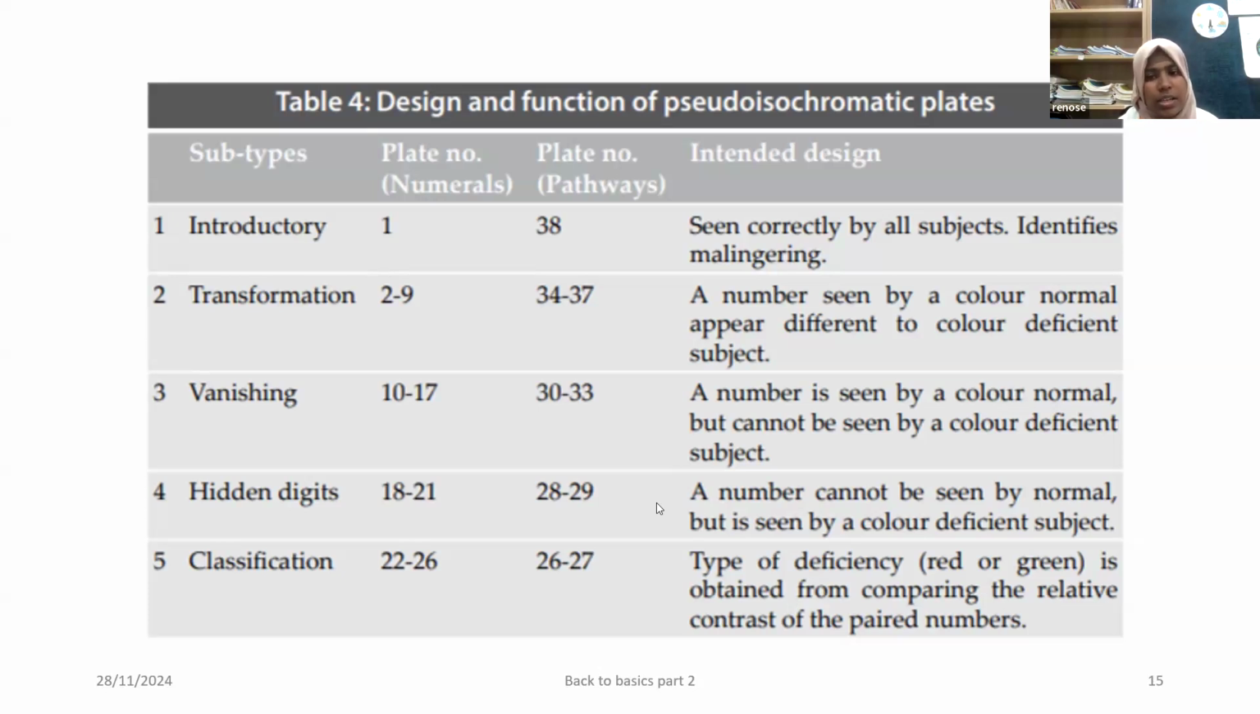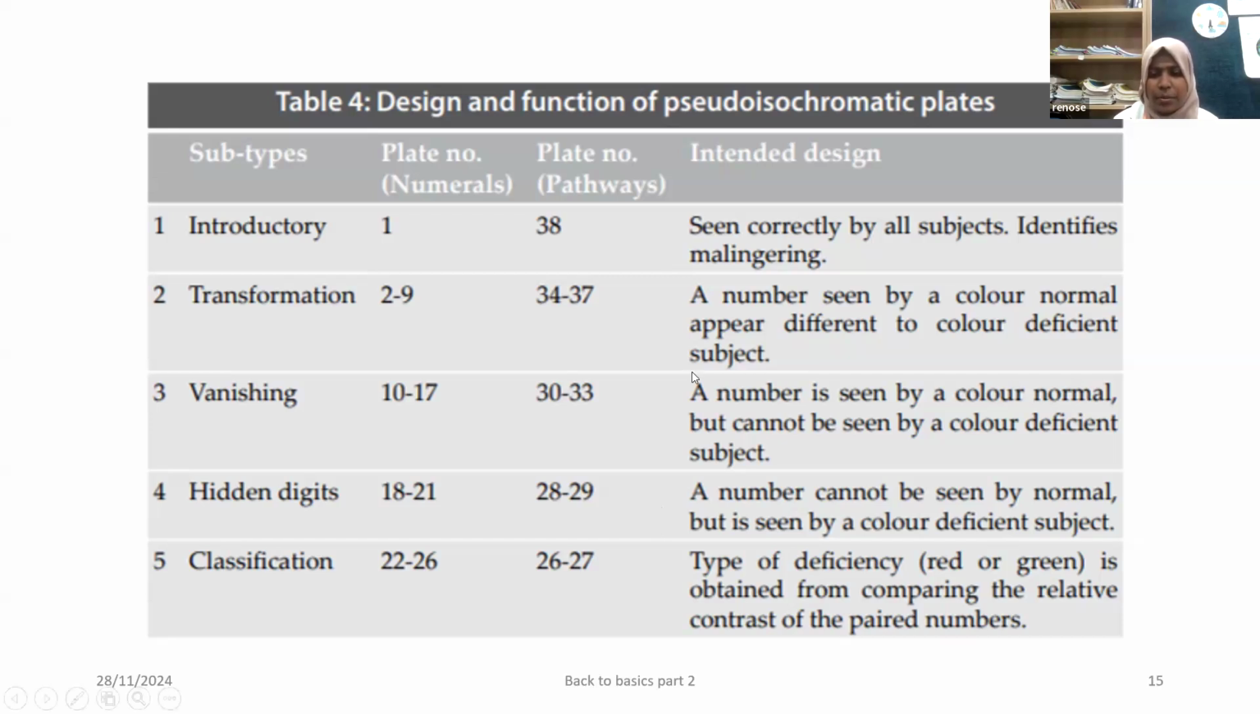The demo chart can be seen correctly by all subjects, and the transformation chart only. The number seen by the color normal appears different to the color deficient subject. In the vanishing chart, a number is seen by the color normal but cannot be seen by the color defective subject. Hidden chart: the number cannot be seen by the normal but is seen by the color deficient subject. Classification: types of deficiency.